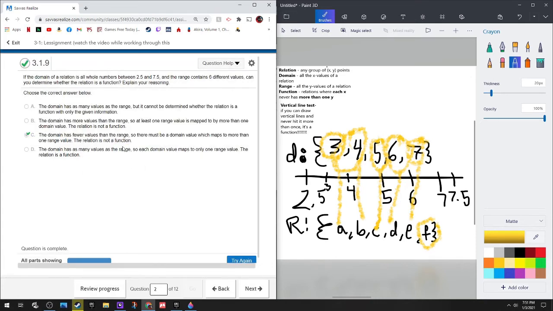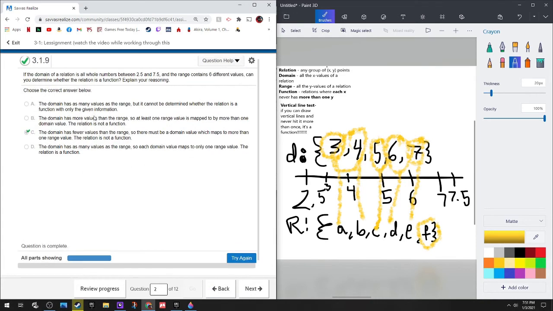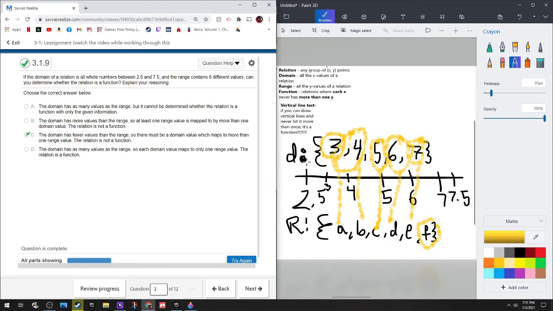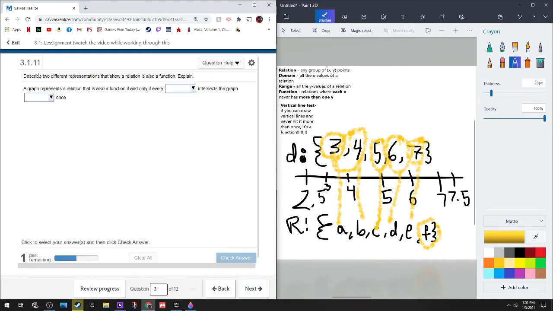All right, so I think there are more questions that are going to talk about this. So if that was kind of iffy for you, don't worry too much about it. Here we go. Describe 2 different representations that show a relation is also a function. So a graph represents a relation.